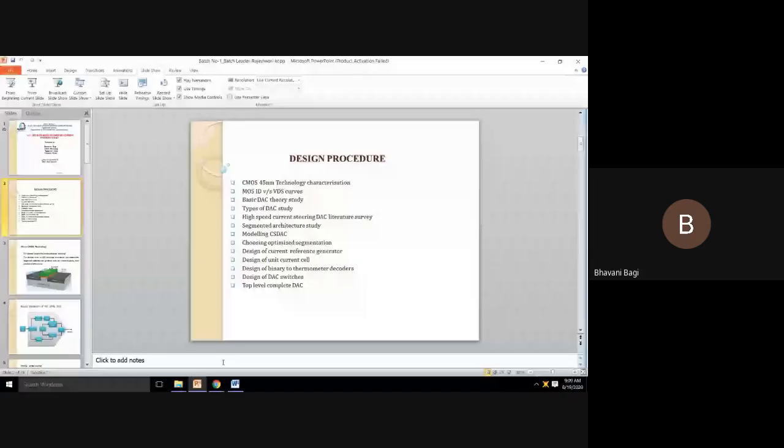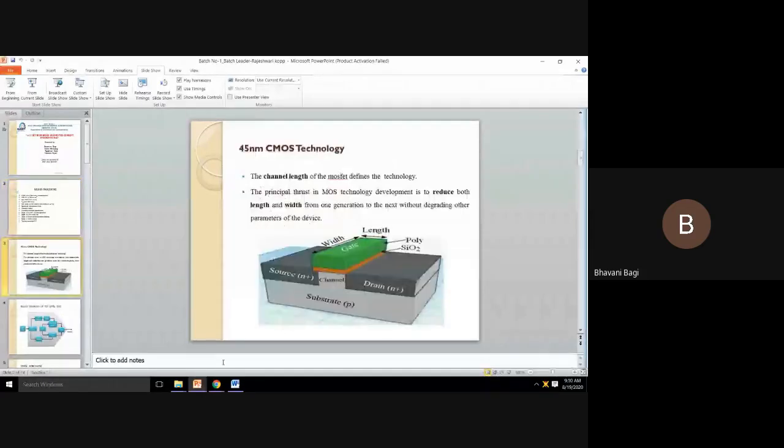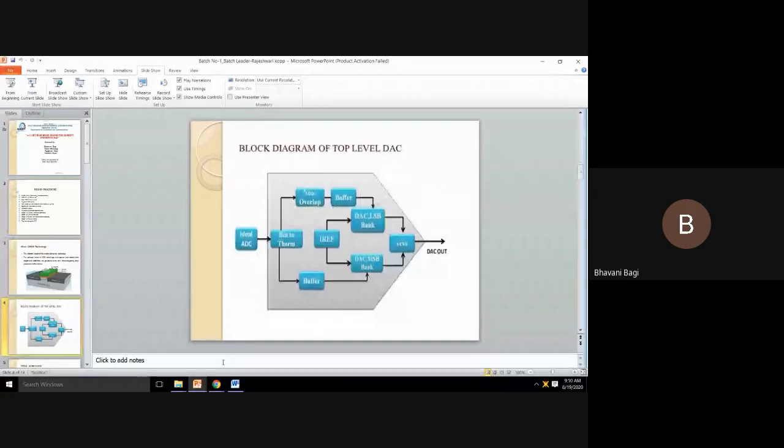Top level DAC, where an ADC is required to generate the digital inputs for a DAC to make it operate. Digital inputs of 12 bits are passed to the DAC with a clock frequency of 1 gigahertz. It also requires a supply voltage. And current steering DAC is the preferred architecture for high bandwidth converters.